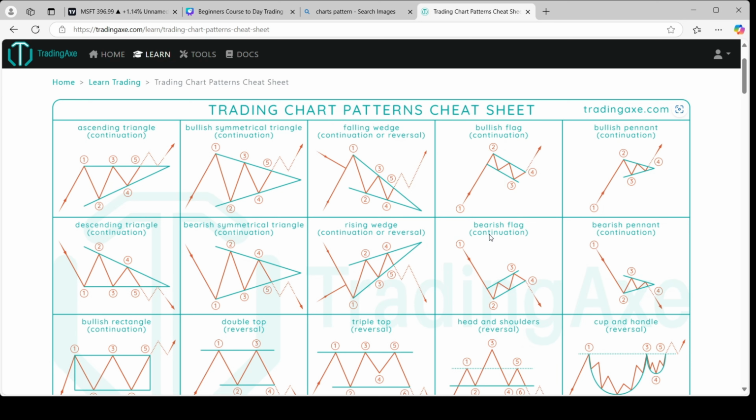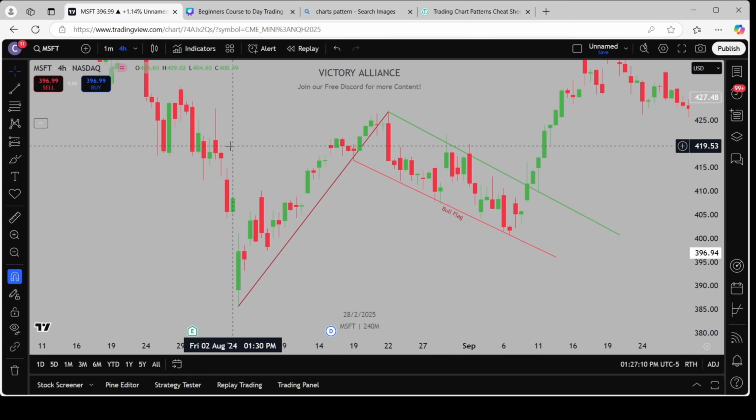Now we're going to look for the bearish flag setup. It trades down, consolidates, and then it breaks out to go even lower. Let's go back to the Microsoft chart. Zoom out.